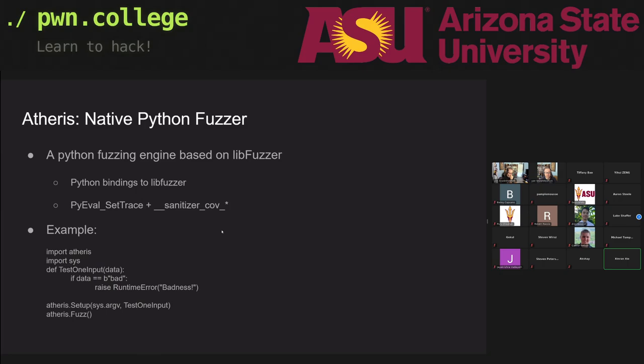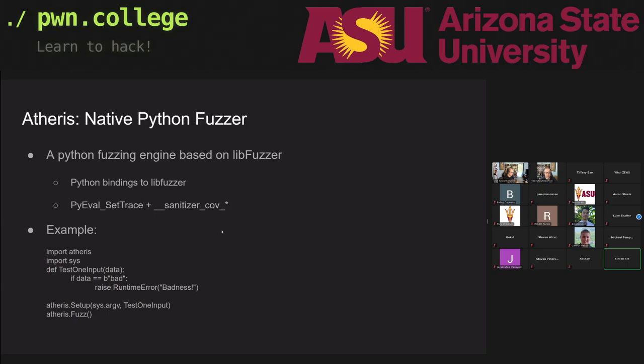And so how it works is that Python has this low-level support for tracing called PyEval_SetTrace, and it would call this API to basically track code execution. And when there's a function callback, Atheris would then call these sanitizer APIs. So there's sanitizer_cov_pcs_init, and then sanitizer_cov_8bit_counters_init. And it would use these APIs to send coverage information back to libFuzzer. And so this way we could use libFuzzer directly with Python. And Atheris also supports different address sanitizers, which we are also able to use, and also undefined behavior sanitizers.